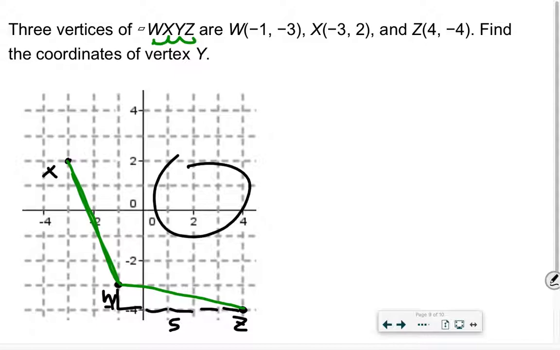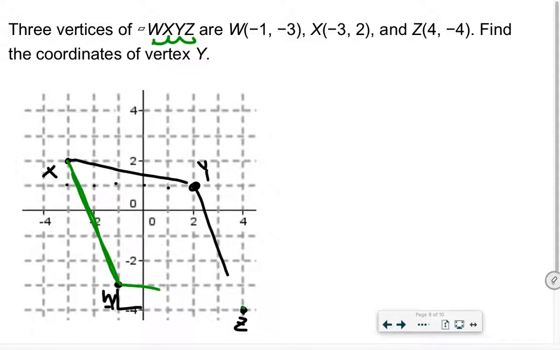So from W to Z, if I went down 1 and over 5, then from X to Y, I need to go down 1 and over 5. So if I start at X and go down 1 over 1, 2, 3, 4, 5, and connect. Okay, well, what just happened? I just lost a point here. Z is at 4, -4.